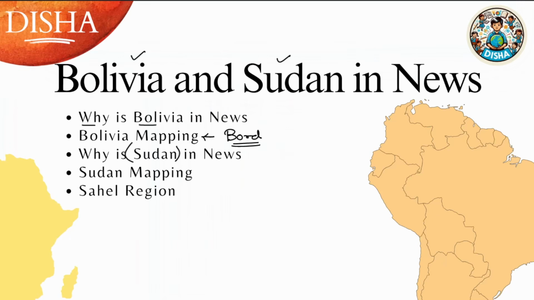Next we'll come to Sudan. This is also a country located in Africa. So we'll see its location and the same thing about it, the mapping. We'll also be talking about what this Sahel region is, and I'll also tell you why a country is divided into various regions and what can be the factors or categories. Let's start with Bolivia.